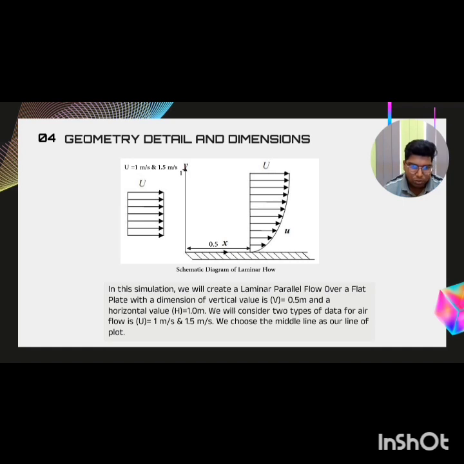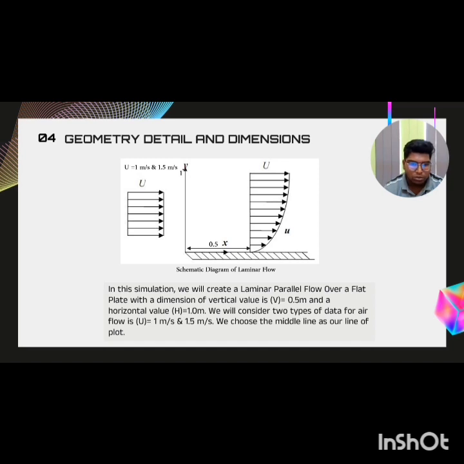For our simulation, we are considering two scenarios for the airflow velocity, which is U. The first scenario is at a speed of 1 meter per second and the second at 1.5 meter per second. These velocities represent different flow conditions that our flat plate may encounter.